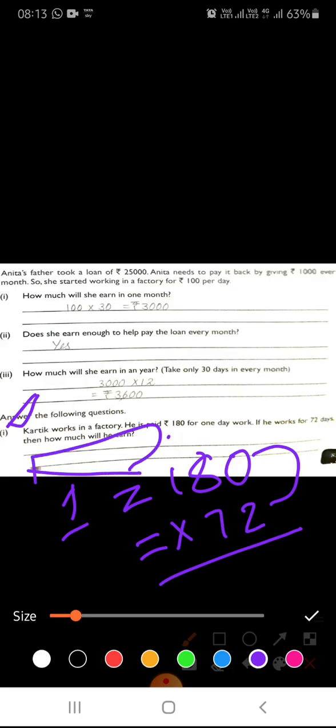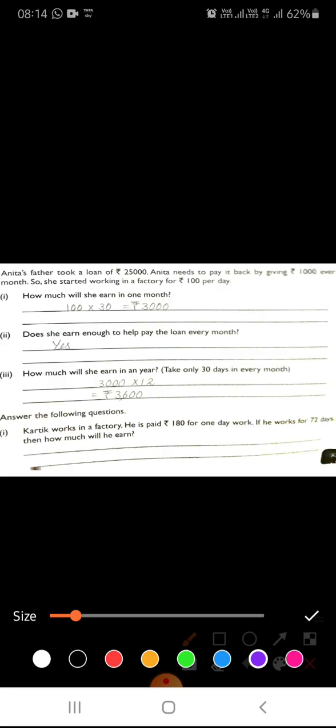Now in one day he is getting 180 rupees. So for 72 days what will he get? 180 multiplied by 72. Just multiply these two numbers and you will get the salary for 72 days. Is it okay? Children, as I have already told you, whenever the work of one day, salary of one day, or anything of one day is given, one quantity is given, and you have to find for more, in that case you have to multiply.